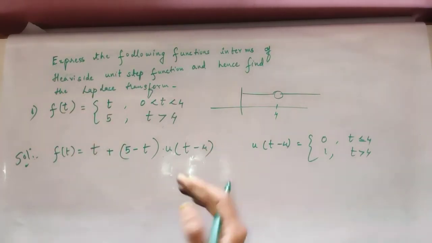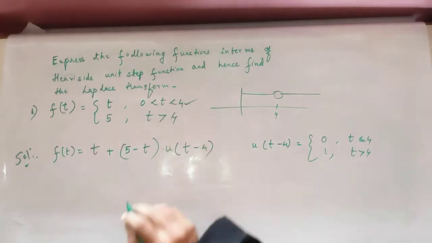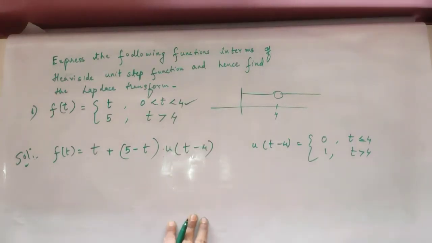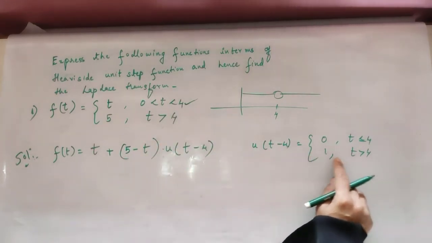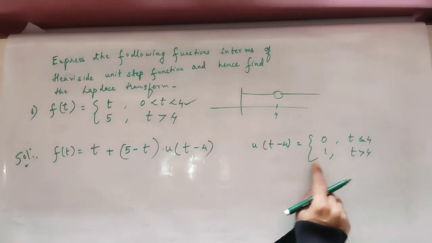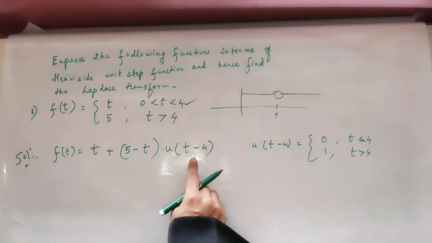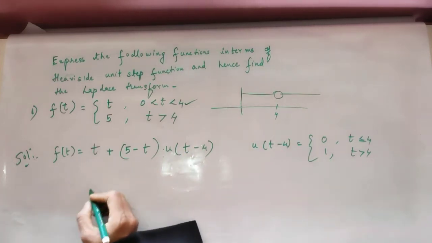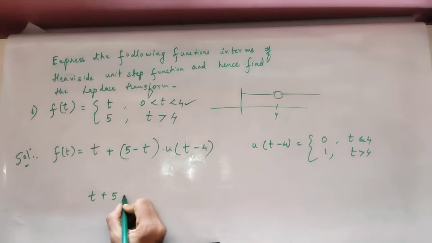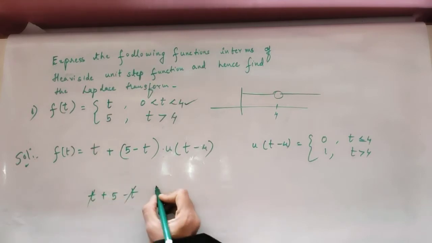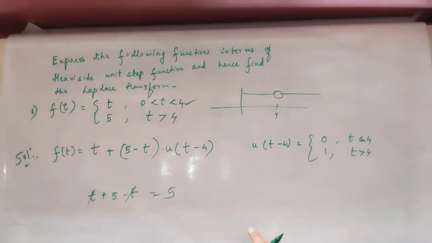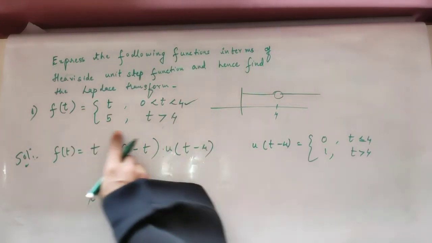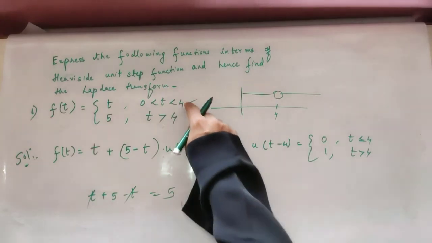Now let us consider the next part. You have got the first part. You should get 5 when t is greater than 4. In that case, when t is greater than 4, your u of t minus 4 is 1. So in place of u of t minus 4, you write 1 here, because t is greater than 4. Your f of t will be t plus 5 minus t. Plus t minus t gets cancelled, and you end up with 5. So you get back 5. This simple definition of f of t results in this again.